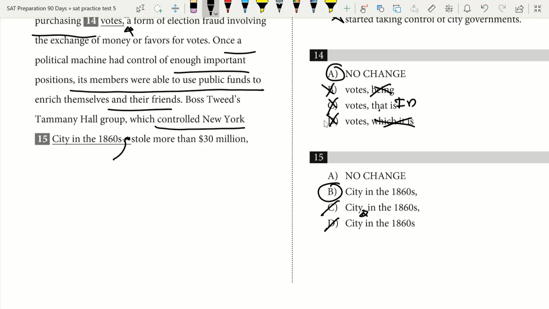Answer there is going to be B. So how do I know that? Well, let's break it down into its parts of that sentence, okay? Right away when I saw that I have Boss Tweed's Tammany Hall Group, and then a comma, and then the word which. Anytime I have a subject or a time or a place, and then a comma, and then the word which, where, or when, or something like that, immediately my mind is going to go to thinking, okay, this is quite possibly a non-essential phrase or clause, which I'll mark as NE, right?